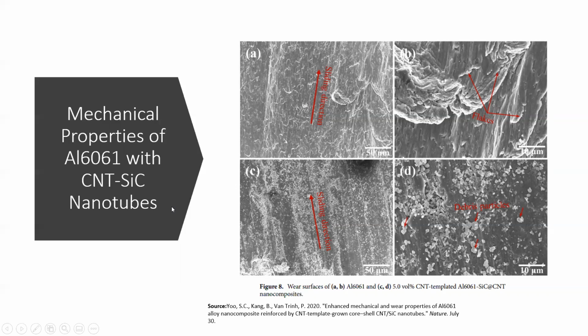Overall, improved mechanical and tribological properties indicate the possibility of aluminum 661 silicon carbide carbon nanotube use in structural and wear applications in heavy-duty conditions.